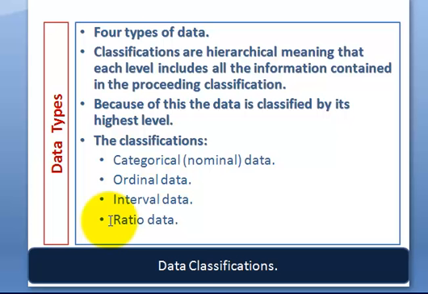So the final level of data is called ratio data. That's where I have a defined zero. That would be like sales, right? Zero is zero. If you sell 130 and I sell 100, not only can we say you sold more, but we can say you sold 30% more.